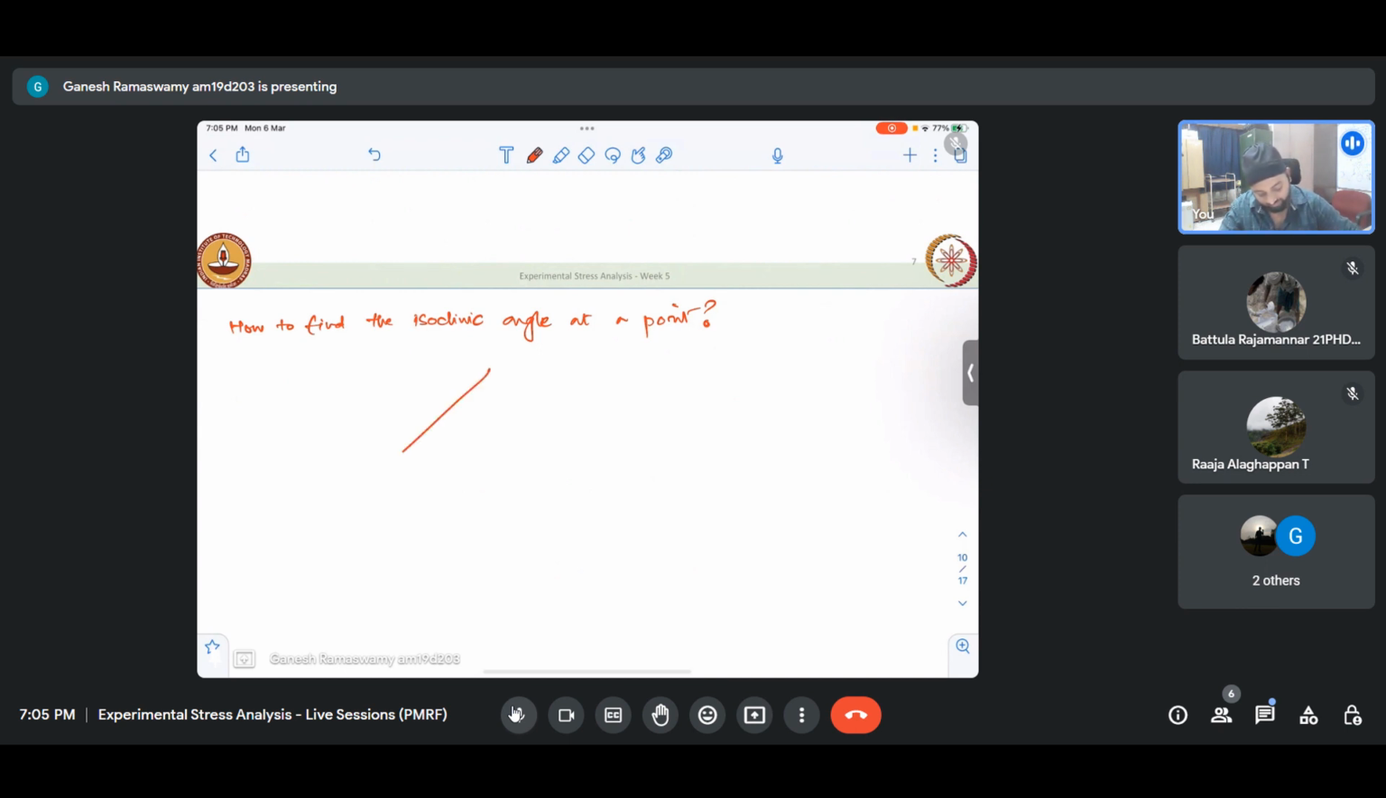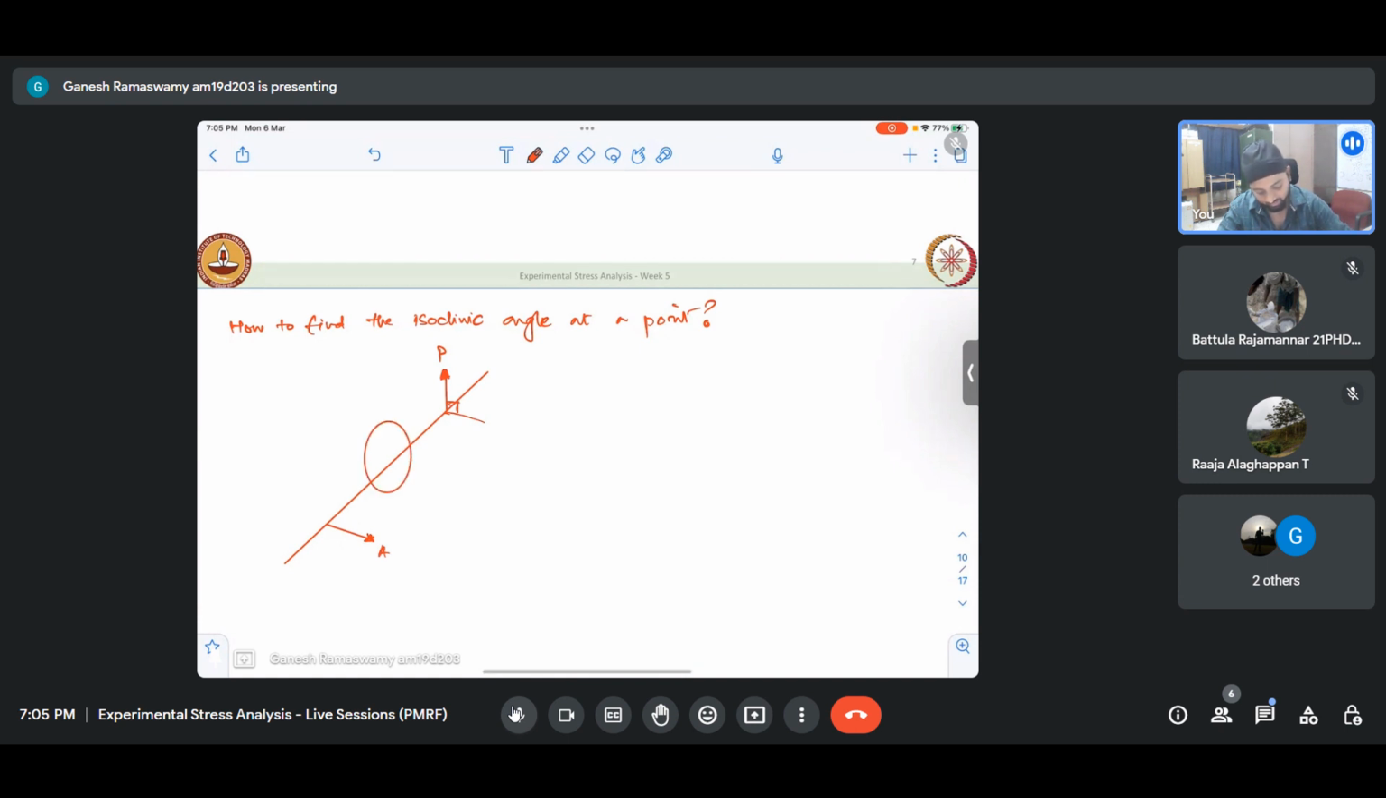We will have to arrive at this angle using a plane polariscope, because the plane polariscope happens to be the only arrangement where we see isoclinics. So let us say that I have my plane polariscope like this. This is at 90 degrees and this is at 0 degrees. This is my polarizer, this is my analyzer, and I have a model.